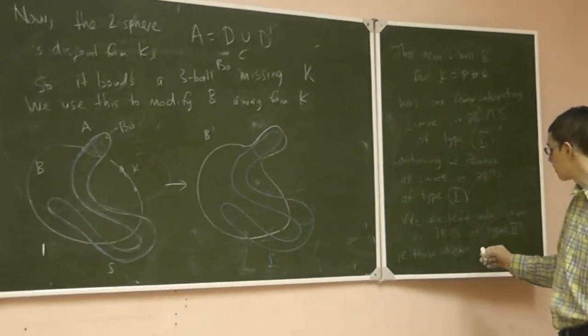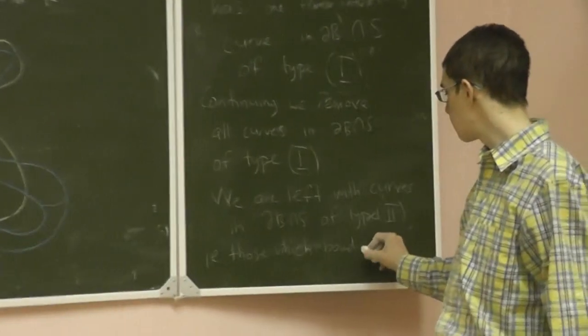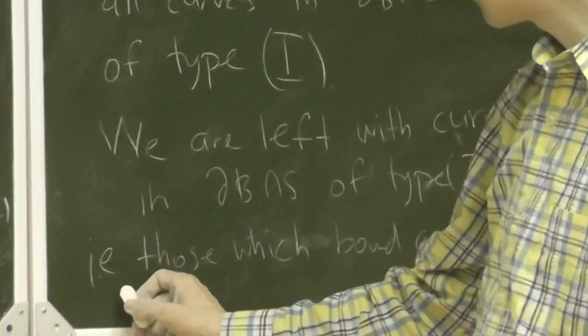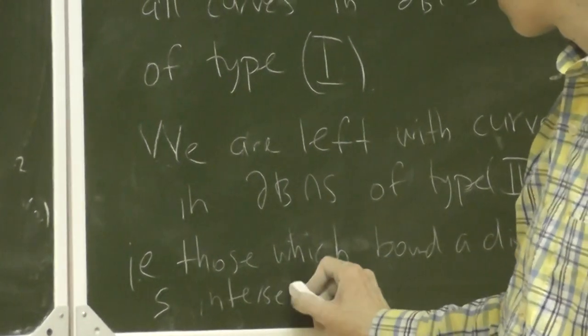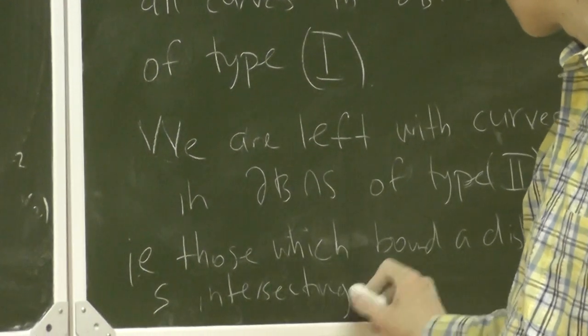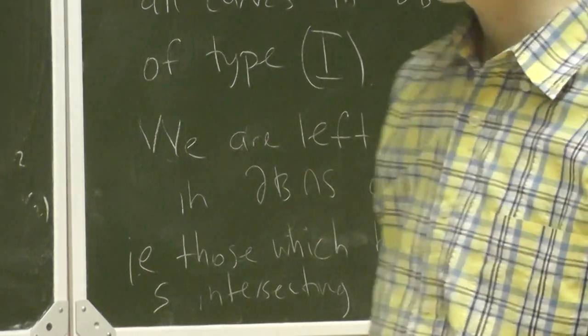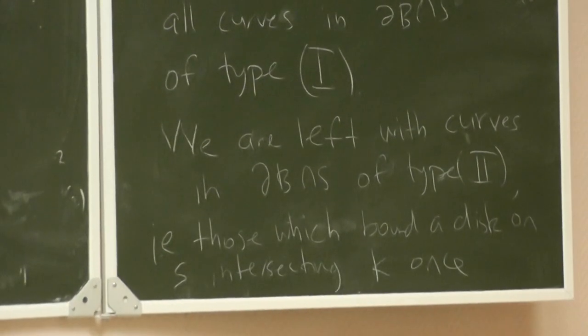Yeah. These were those curves, those which bound a disc on S intersecting K. Okay, so let's look at this situation.